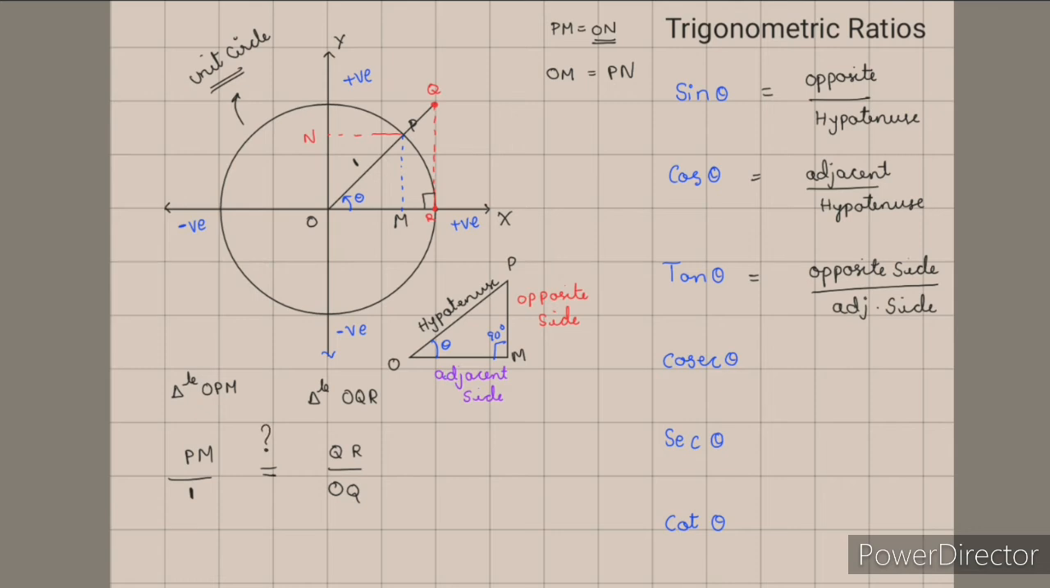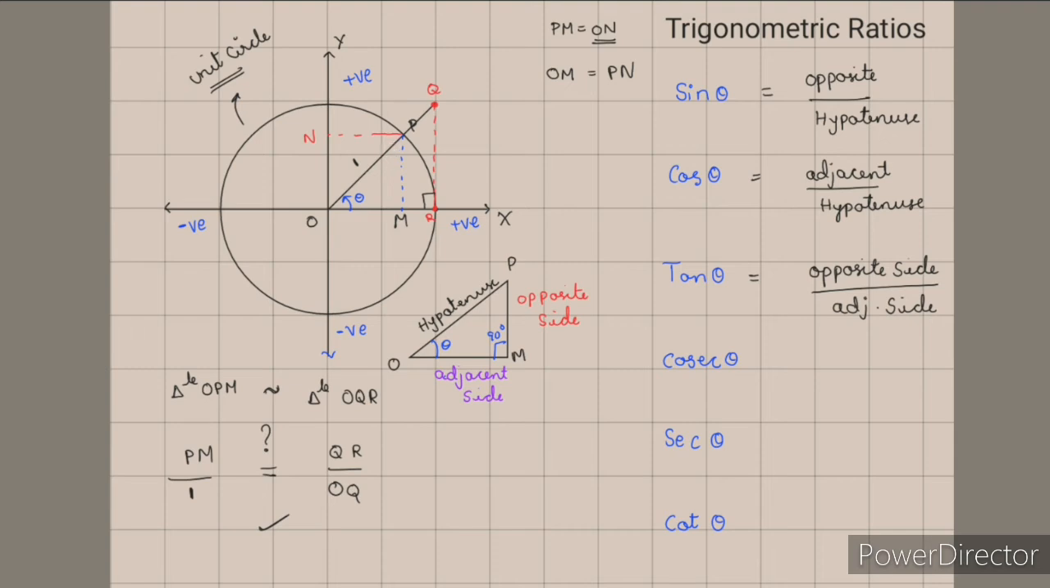Why? Because if you observe, these two triangles are similar triangles. We have seen that in similar triangles, the ratios of corresponding sides are equal. The corresponding side of PM is QR, so PM by QR equals the corresponding side of OP, which is 1, by OQ. So this is equal, and the sin theta is the same, because these two triangles are similar.